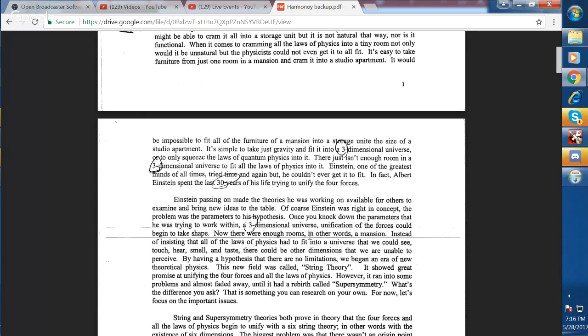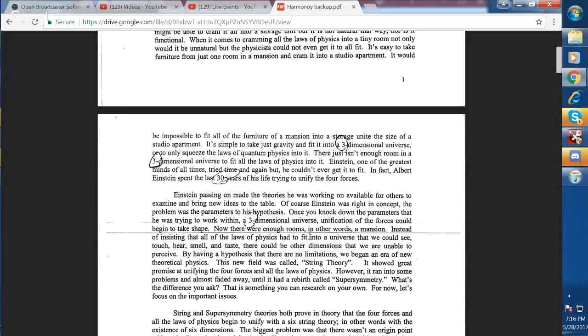So the new field, the first one that came along, was called string theory. It really showed great promise, and well, it almost faded away until it had a rebirth called supersymmetry. What's the difference, you ask? Well, that's something we can research on your own. For now, let's try to focus on the important issues.